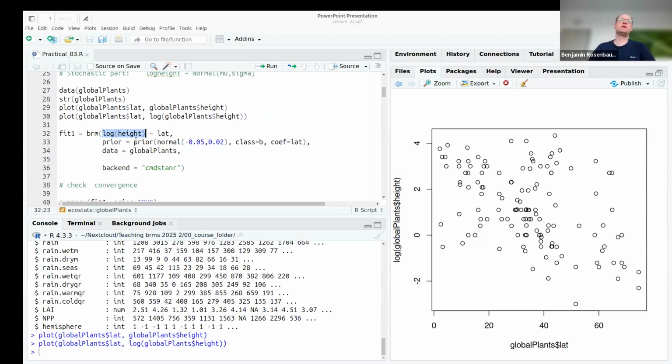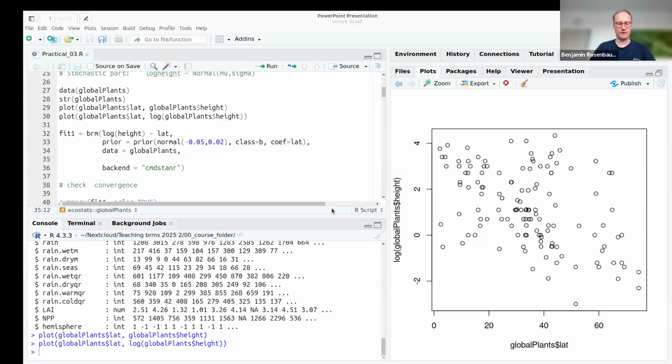Let's say we have some information from another study from before. This is a prior on the effect of latitude. So here we are specifying a prior, which is a normal distribution, which has a negative mean value and a small standard deviation, because we have some other evidence from other observational studies that this association is negative.